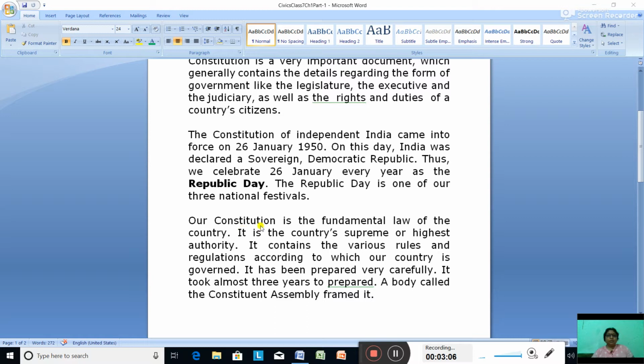Now, our constitution is the fundamental law of the country. It is the country's supreme or highest authority. It contains various rules and regulations according to which our country is governed. It has been prepared very carefully. It took almost 3 years to prepare, and a body called the Constituent Assembly framed it. So who framed the Constitution of India? The Constitution of India was framed by the Constituent Assembly.